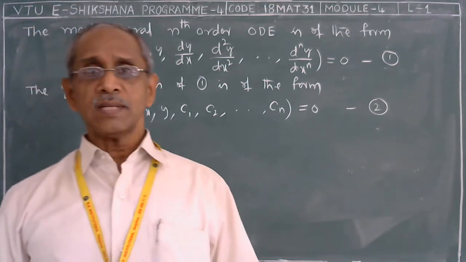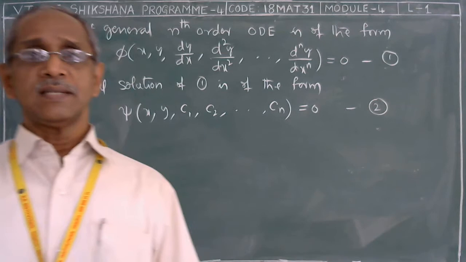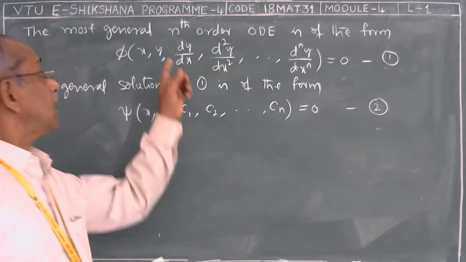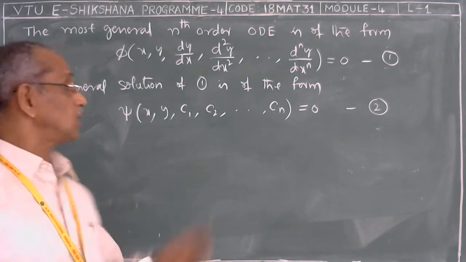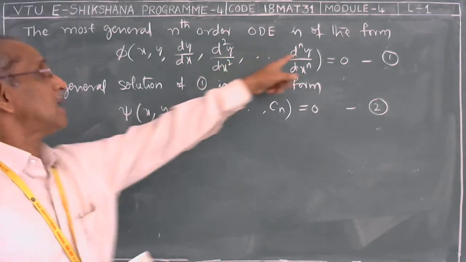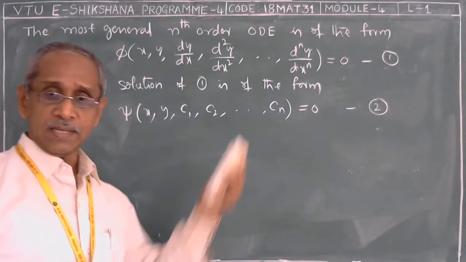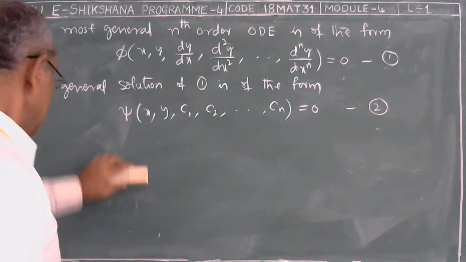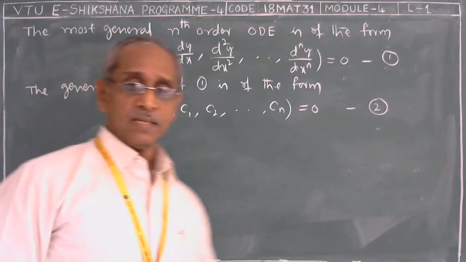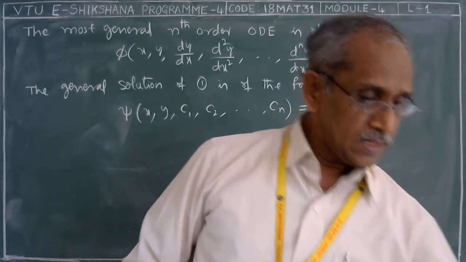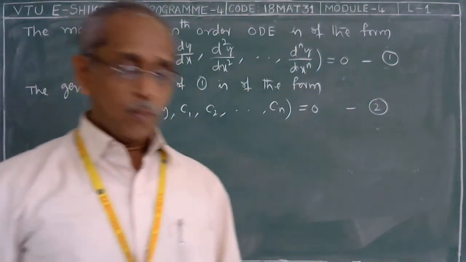A general solution is the one in which the number of arbitrary constants is equal to the order of the differential equation. So there are n constants and the order of the differential equation is n. So this is a general solution of the differential equation 1. If values are specified for c1, c2, ..., cn, then the resulting solution will be a particular solution.